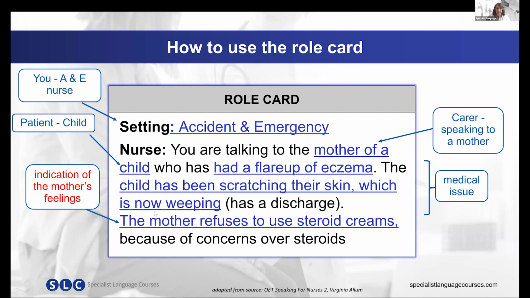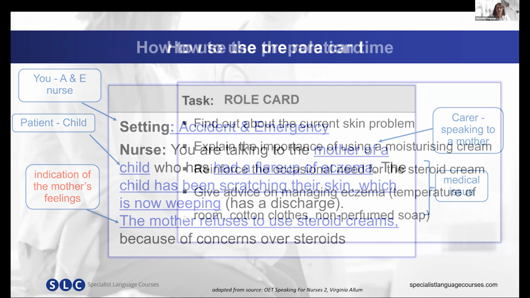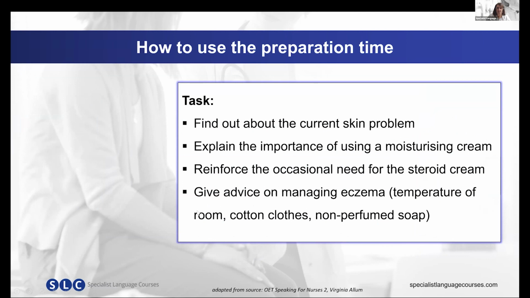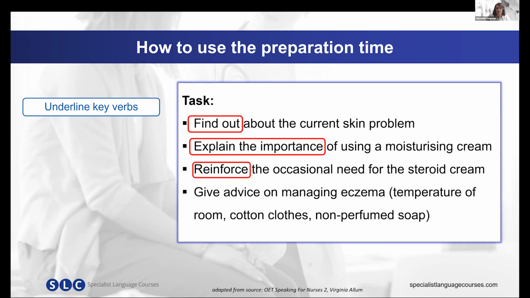So we can see here that the indication of the mother's feelings, she's refusing to do something. So perhaps you can predict that the conversation, she might not want to listen to your advice, first of all, perhaps. So this information is important to help you understand the flow and the tone of the conversation. So once you've analyzed the setting and you've asked yourself these key questions, the next thing to do is to underline those key verbs in the task. So we have got find out, explain the importance of, reinforce the need, give advice.